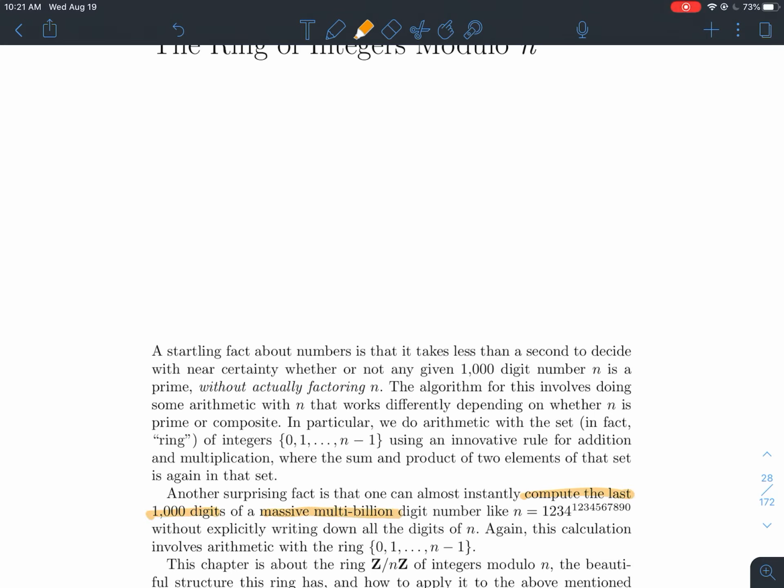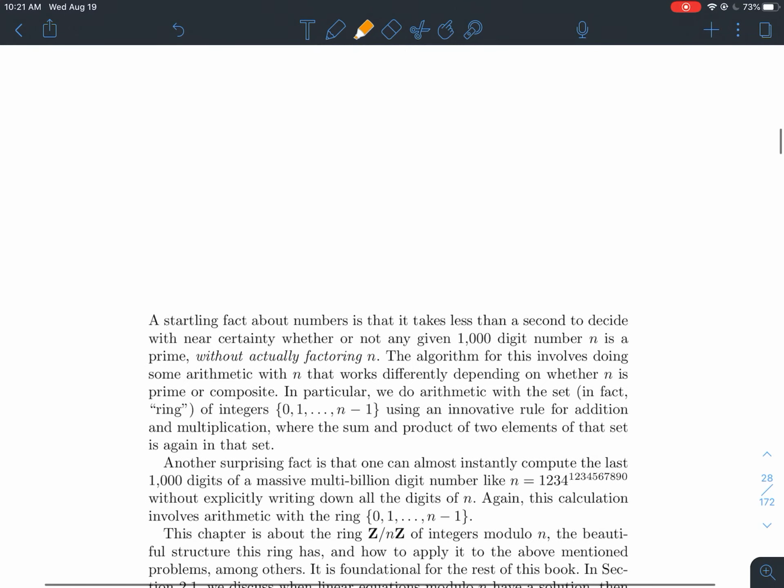And another pretty surprising thing that we can do with modular arithmetic is, say, compute the last 1,000 digits of some gigantic multi-billion digit number like this power: 1,234 raised to the 1, 2, 3, 4, 5, 6, 7, 8, 9, 0 power. Pretty crazy. We can get the computer to do that for us. But the math that tells the computer how to do it is all based on modular arithmetic.